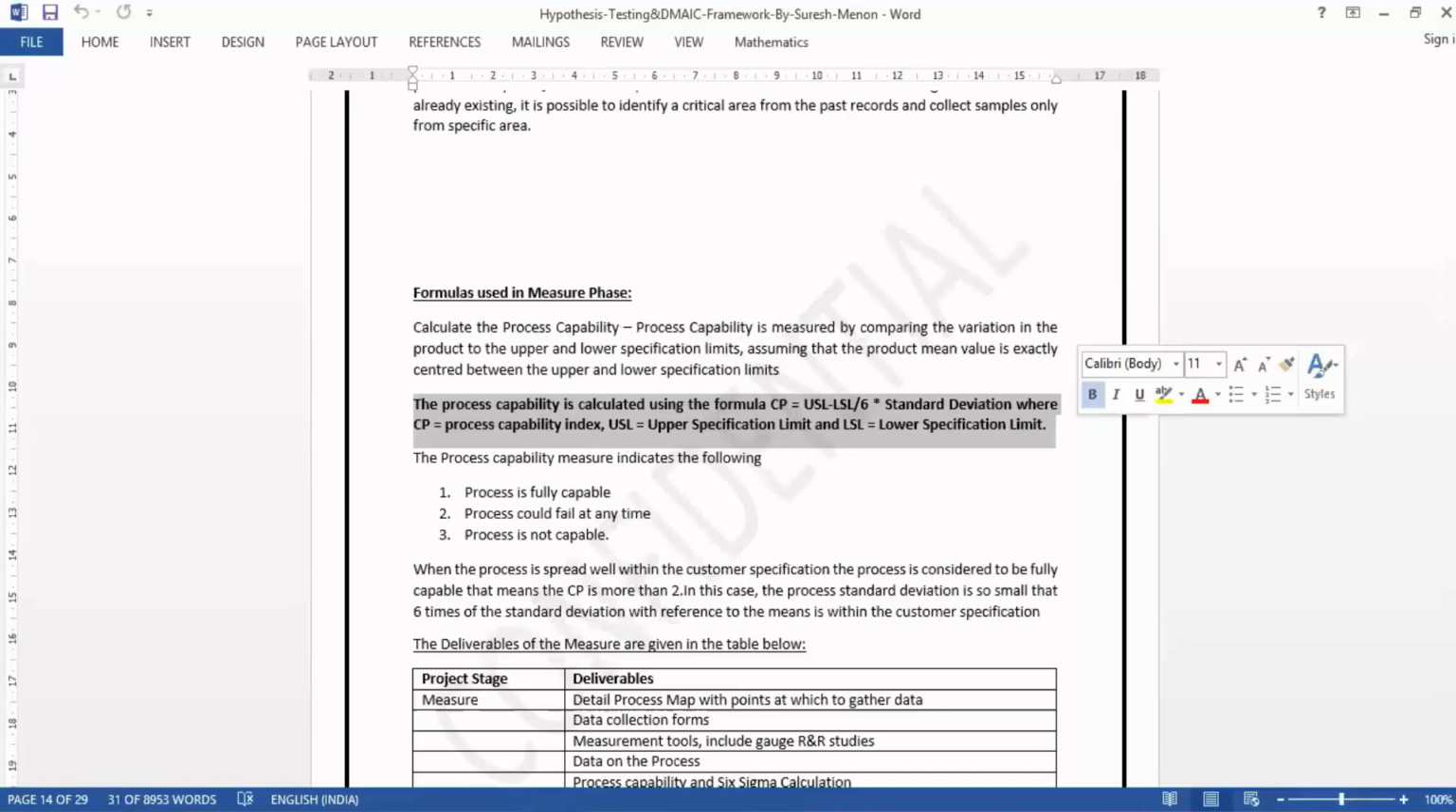Note down this formula: Cp is equal to upper specification limit minus lower specification limit divided by 6 into standard deviation, where Cp is the process capability index, USL is the upper specification limit, and LSL is the lower specification limit. The process capability measures indicate the following: process is fully capable, process could fail at any time, process is not capable. So this formula you have to learn by heart. It's a very simple formula and can be used to find out the process capability. Any doubts till here?